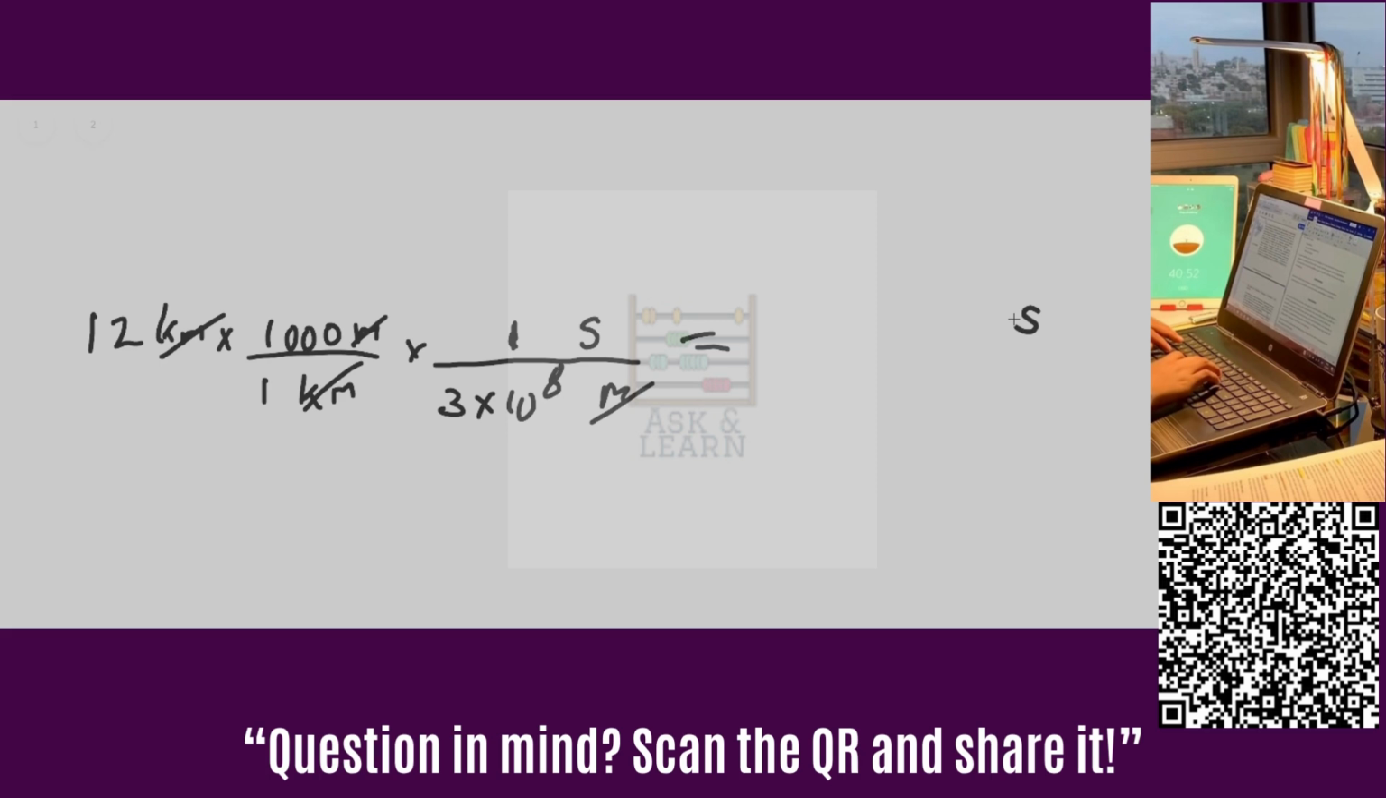12, 1,000. So that will give us 4.0, or 4 times 10 to the negative 5 seconds.